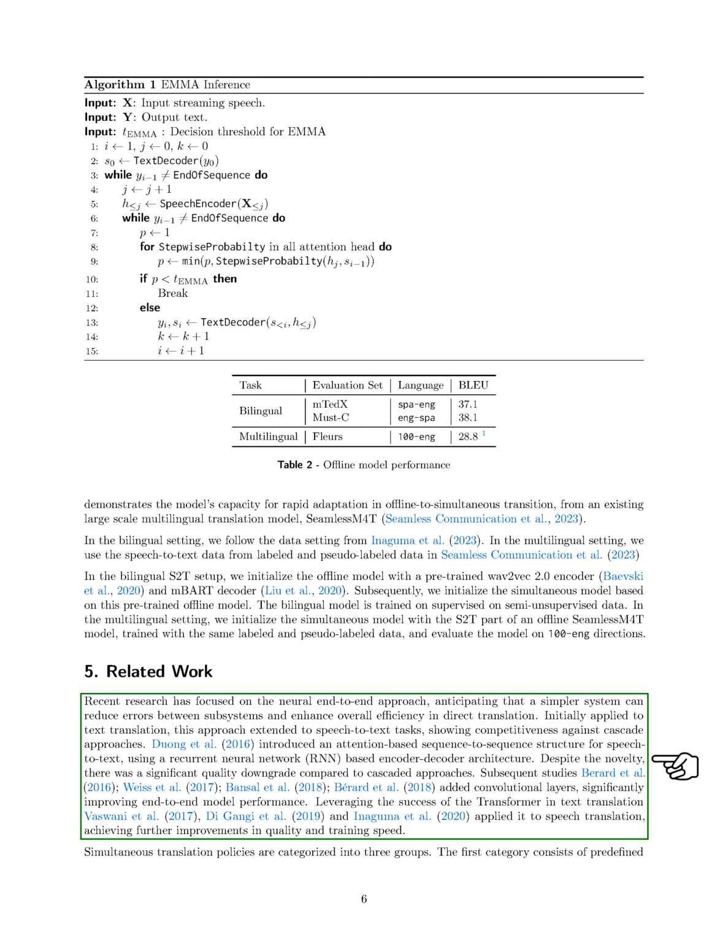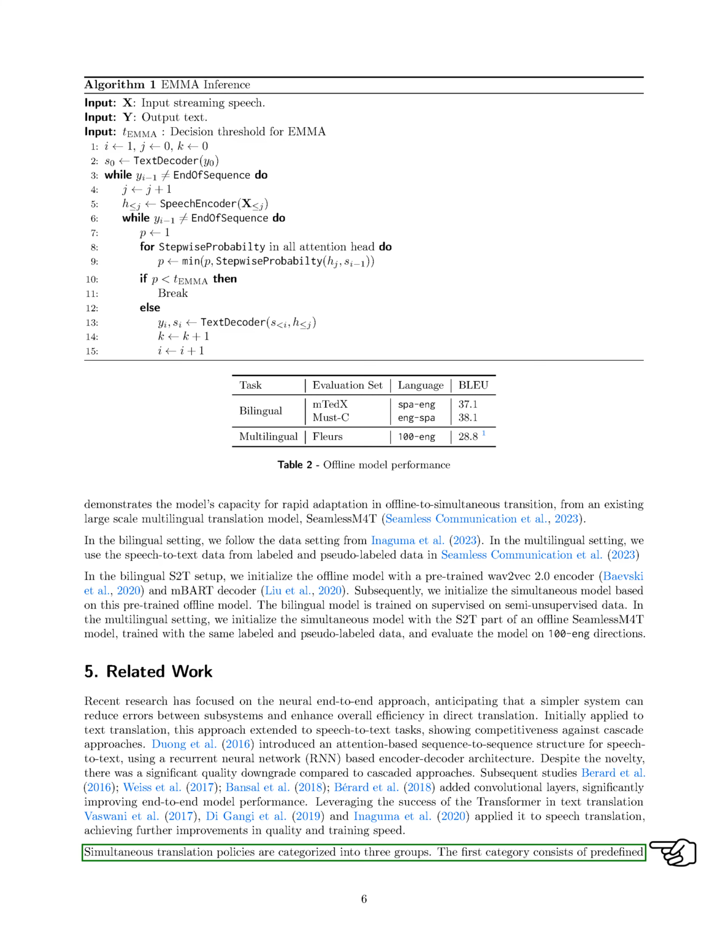Recent research has focused on a neural end-to-end approach, hoping that a simpler system can reduce errors between subsystems and increase overall efficiency in direct translation. This approach was first applied to text translation and then extended to speech-to-text tasks, showing competitiveness against cascade approaches.